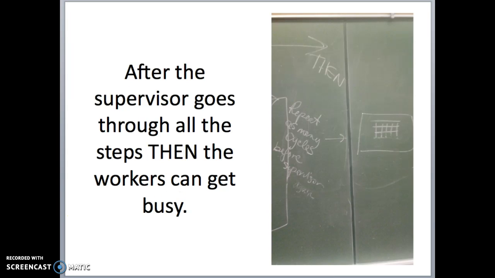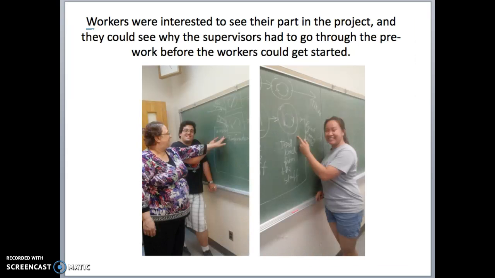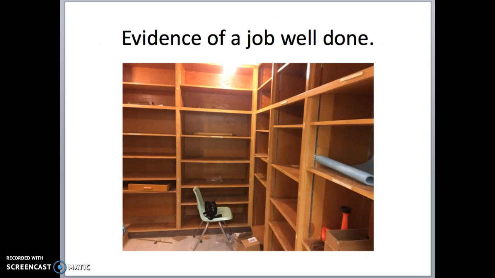After the supervisor goes through the steps, then the workers can get busy. Here's two other workers looking at this model with me from the worker's point of view. She was very interested in the feedback, how this stuff, if it doesn't fit, there's nothing you can do. You have to get the right tools. And here we have what kind of looks like an evidence box, so I thought this was cute, this evidence of a job well done. So there you have it, a model of training workers for an office move.